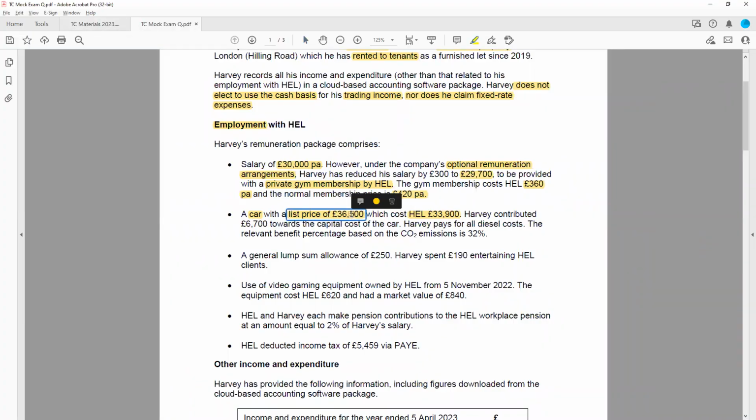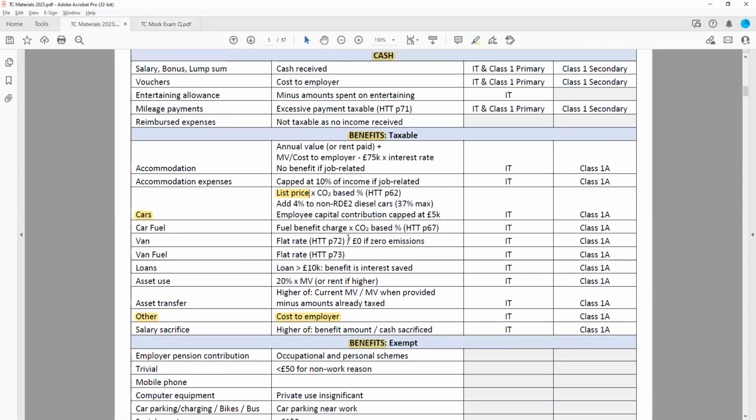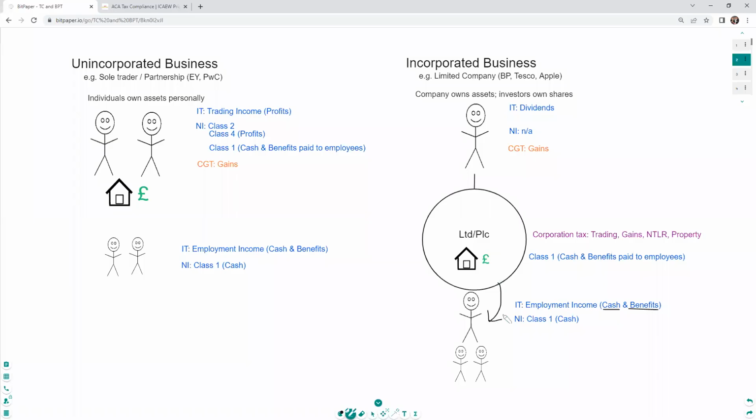So we've got the car, this is the list price. Now the employee contributed 6,700 towards the capital cost of the car. So we know to calculate the benefit of a car, we're going to take the list price and multiply it by the relevant percentage, and that's going to be the taxable benefit. But with any of these benefits, if the employee contributes to the benefit, then obviously that reduces the amount of the benefit, because if the employer is giving the employee something, but they're giving a little bit back, then you're taking the net that the employer gave the employee.